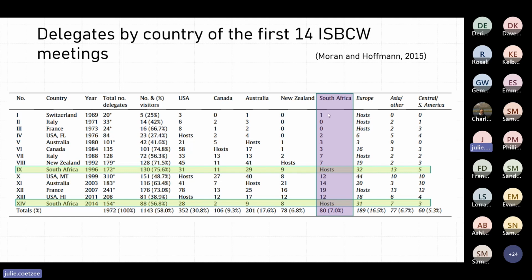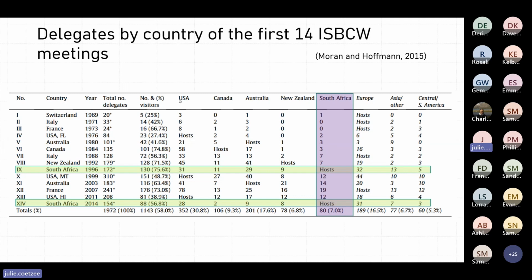started off with just 1 in the beginning, none for the next 2 years, and then slowly creeps up as more and more biocontrol scientists started to, or as more people started to do biocontrol science, and as funding became more available. And what's interesting here, though, is that the USA, Canada, Australia, New Zealand, and South Africa are the countries that receive the biocontrol agents more than any of the other countries.